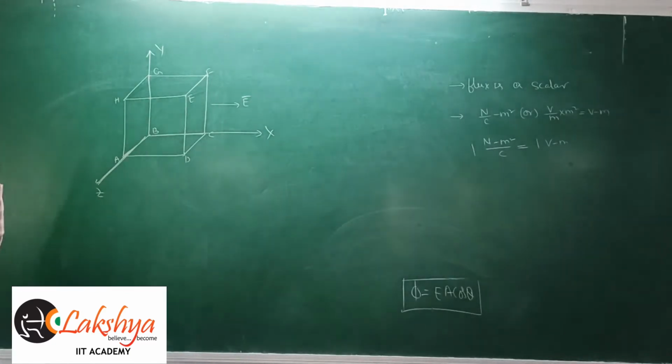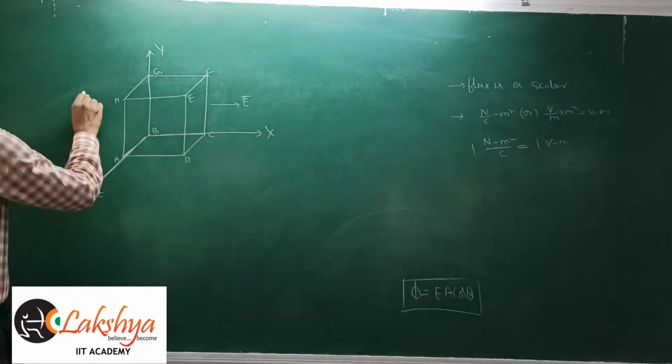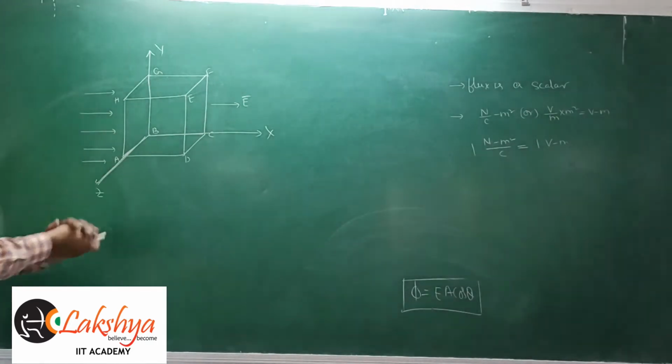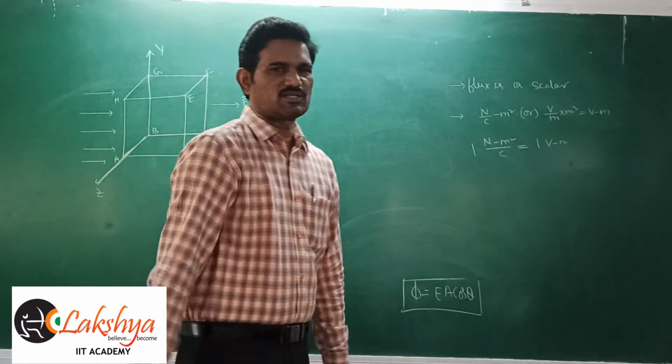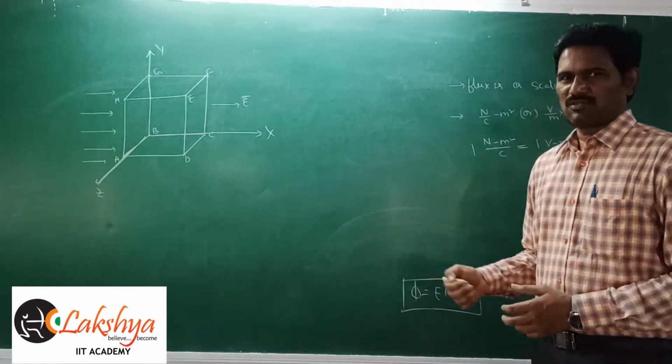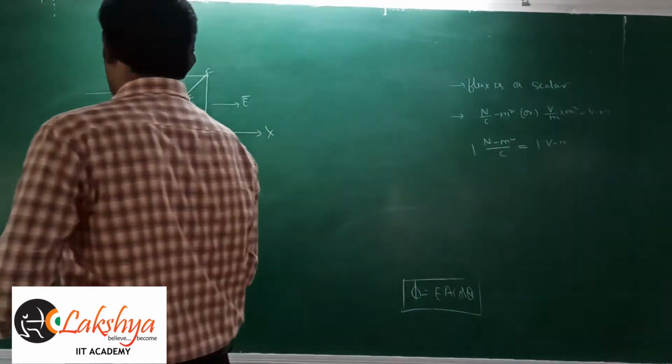So E bar is parallel to the x-axis. So it is totally lying in a uniform electric field here. That uniform electric field is parallel to the x-axis. Now we need to calculate flux through the different faces here. So let us see how to calculate the flux through the different faces.